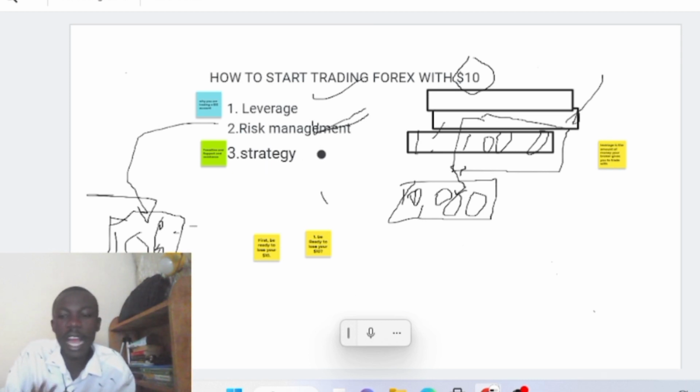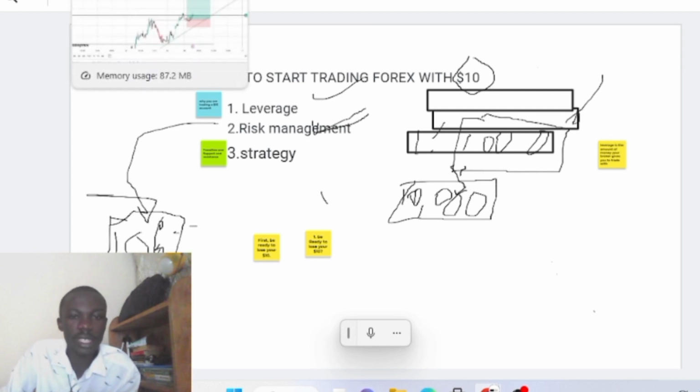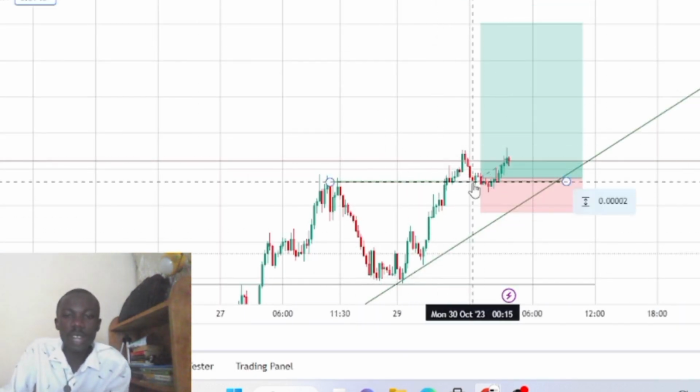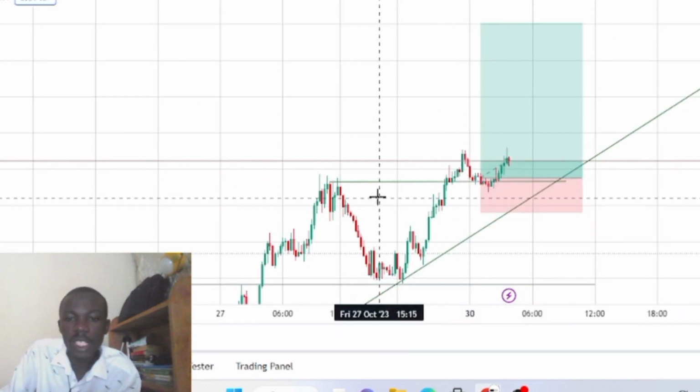Now, which strategy are you really going to use? Let's get out a strategy. So I'm opening my chart right now. This is the trade that I'm in right now, but I'm going to tell you how I spotted this very trade.